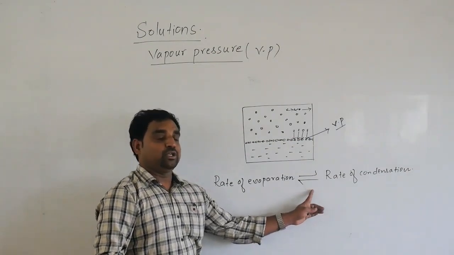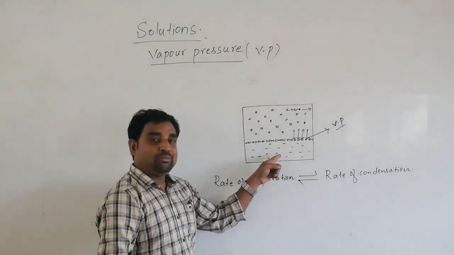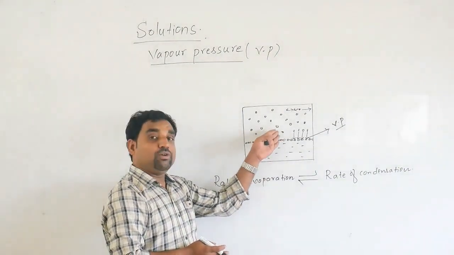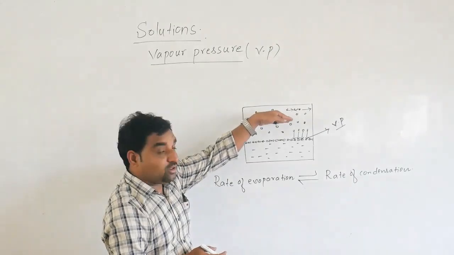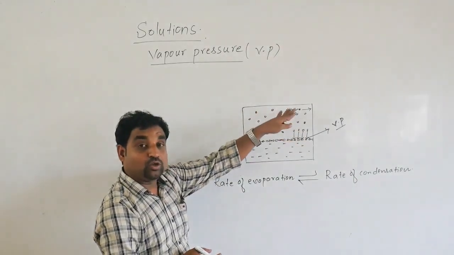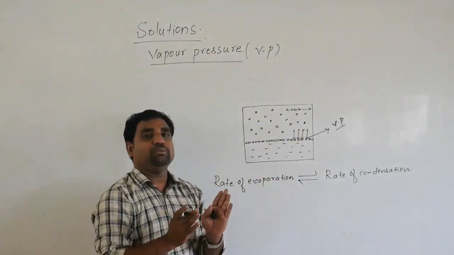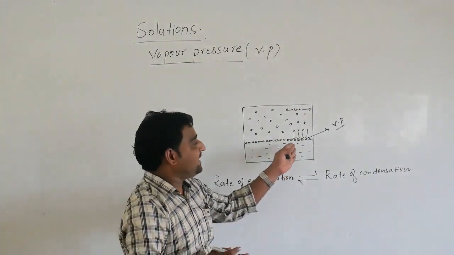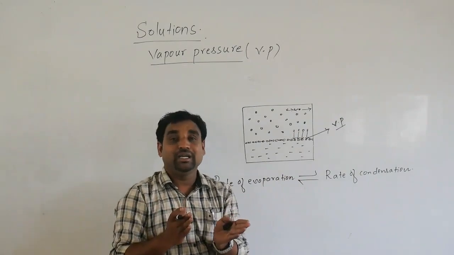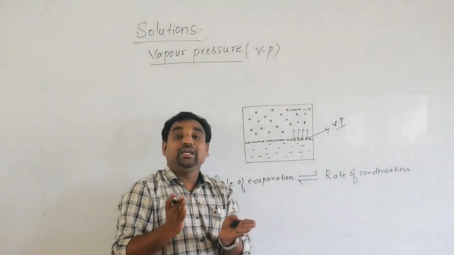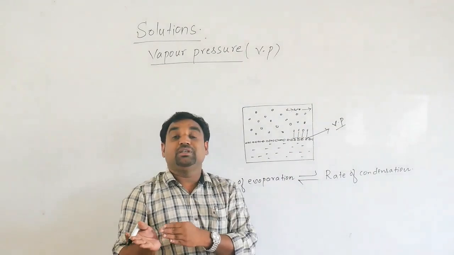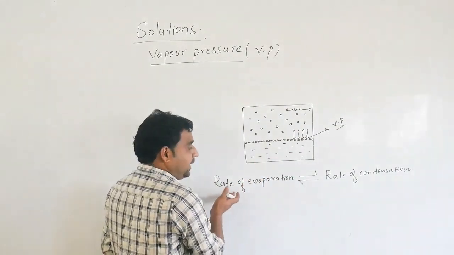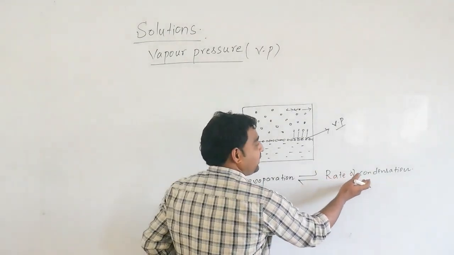What is the meaning of this? Rate of evaporation means the number of molecules escaping from the solution is equal to the number of vapor molecules converted into liquid. It means the equilibrium is not necessarily exactly equal. It may not be 10-10, it may be 100-90, it may be 90-10, it may be 80-20, it may be 60-40, like that. So equilibrium is attained between the rate of evaporation and the rate of condensation.